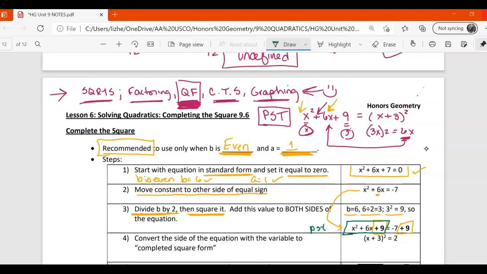Double it and you get 6x. I made the perfect square trinomial. And there it is factored, x plus 3. And then negative 7 plus 9 is 2. So right here, I have completed the square. I've done it. When you make a perfect square trinomial and factor it, you have completed the square.